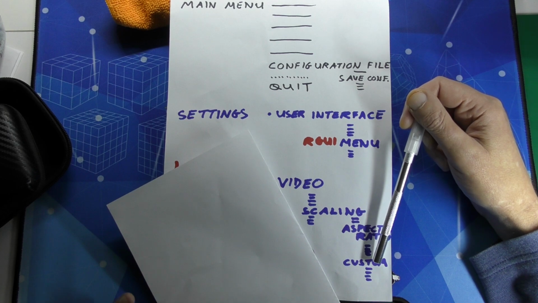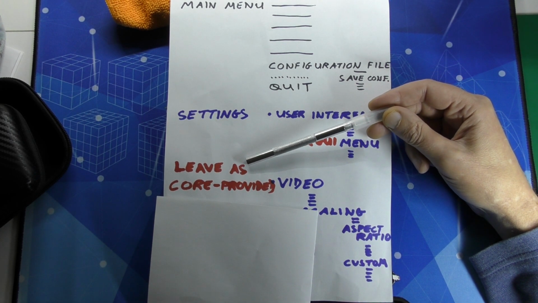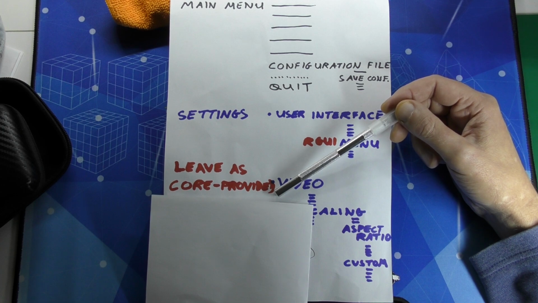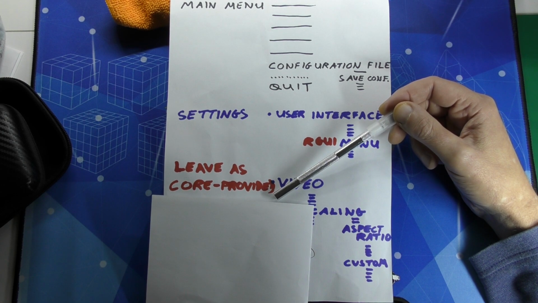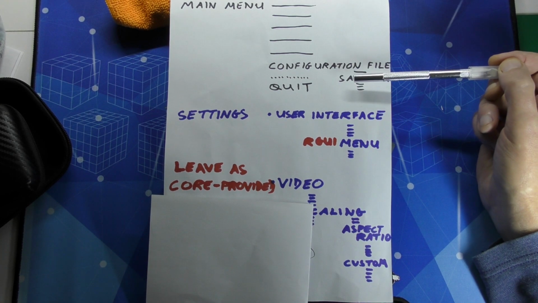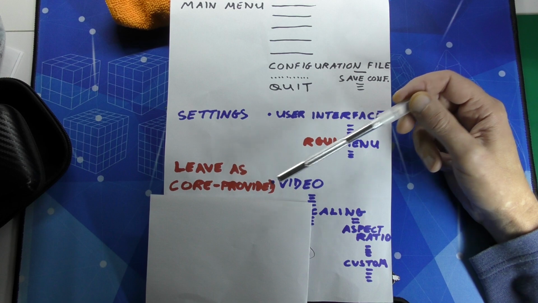When we're all done, we'll be sure to leave the aspect ratio as core provided, so we don't mess anything up when we're playing games afterwards. And we'll remember to save and quit, so we leave it core provided when we're done.